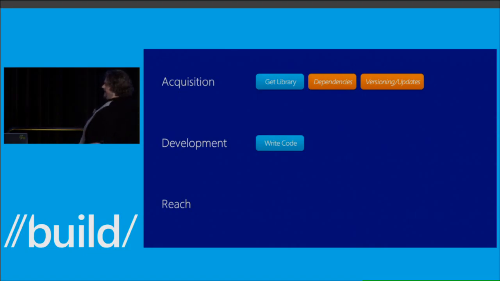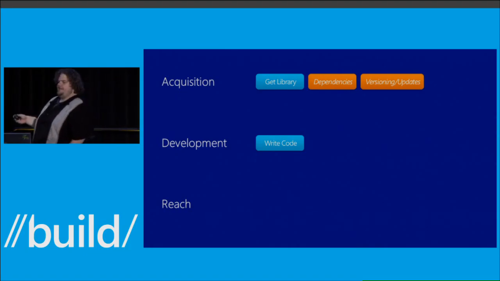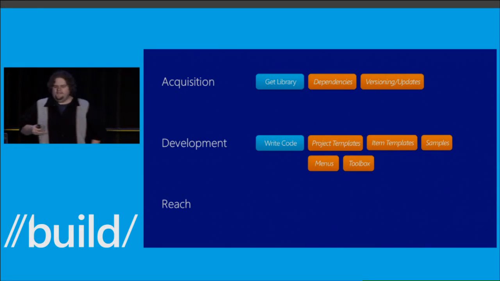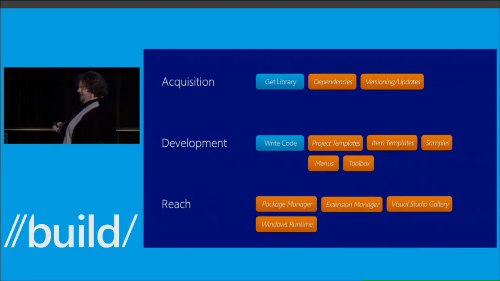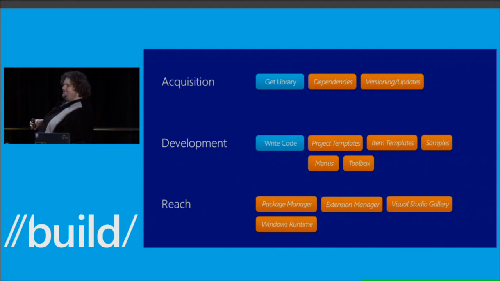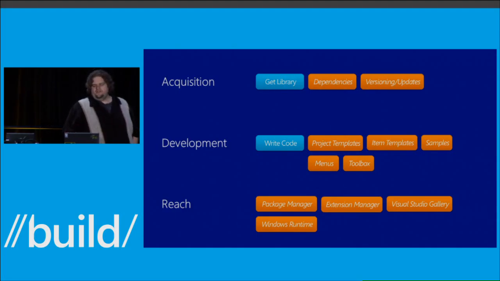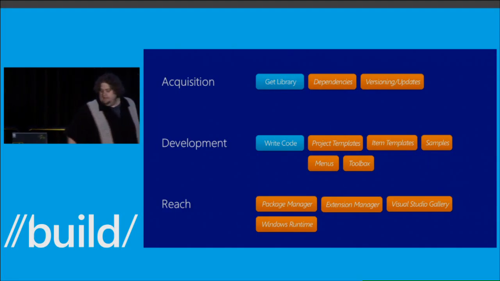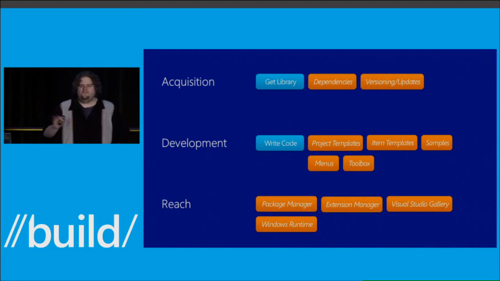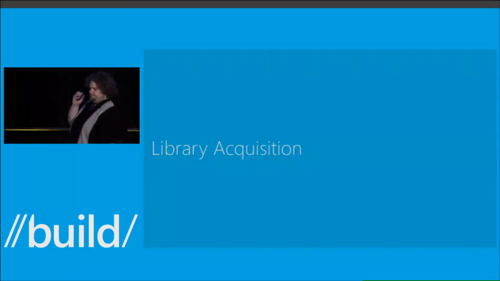But the thing is, there's so much more that we have to think about. What about the dependencies that we have? What about versioning of our library? What about when it comes to development, how do you create a great experience in Visual Studio around templates and samples and menu items, things that are going to make it a lot easier for people to use your library? And then reaching out and getting the word out for your library, there's a lot of stuff that you can leverage here as well, like the package manager and the extension manager, Visual Studio Gallery, NuGet Gallery, by targeting the Windows runtime. There's so much stuff that you can do here to help.